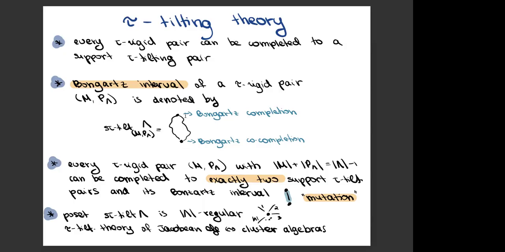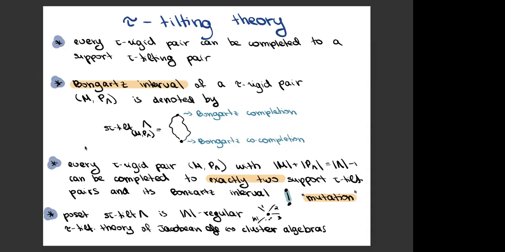And again, it's really the same picture we had before. At the top, you have the Bongartz completion, and at the bottom, you have the Bongartz co-completion. I'm going to denote this interval as support tau tilt lambda subscript this tau rigid pair M comma P lambda. So that's the Bongartz completion of this pair inside of lambda.